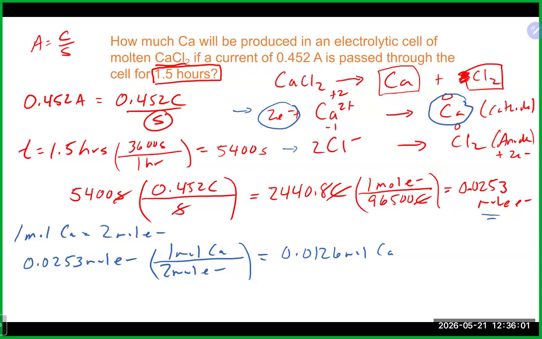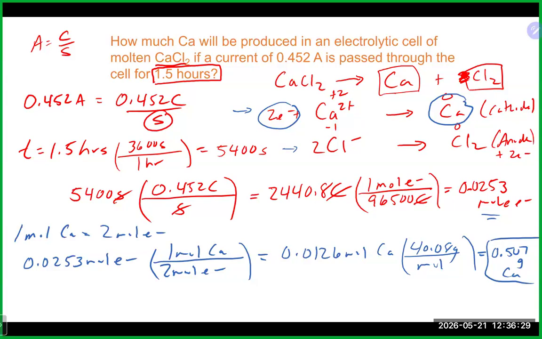So we go to the periodic table there. And I believe calcium is 40.08, I hope, grams per mole. I'm going to go with that and hope for the best. We're going to times it by 40.08. And that's going to give us that if we ran this cell, we would produce something like 0.507 grams of calcium in this particular case. Any questions on that there?